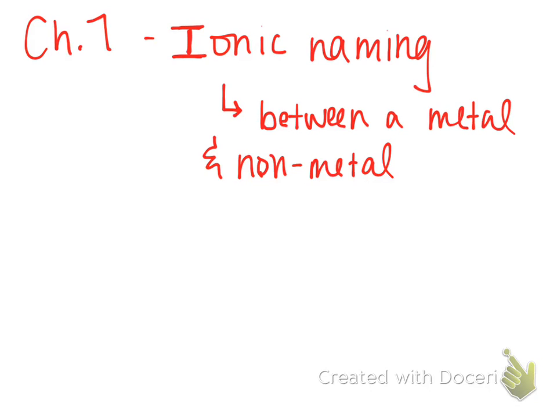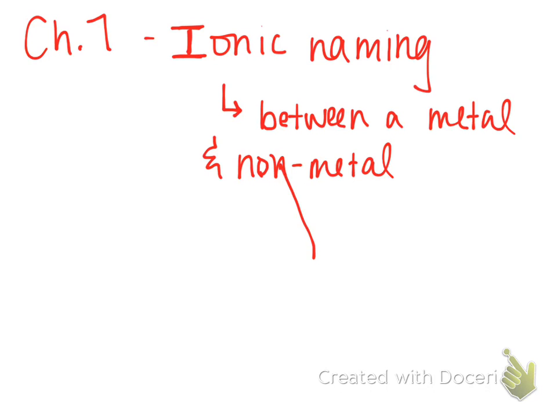A vast majority of the elements on the periodic table are metals. The nonmetals are on the right side of the stair step. If you look at the periodic table in class, things to the right of that red stair step line are nonmetals, and things to the left are metals. There are a few metalloids in the middle there, but we won't deal with those as much. For the most part, we have metals on the left side and nonmetals on the right. So when you form an ionic compound, we're going to have an element from the left side of the periodic table and an element from the right side.